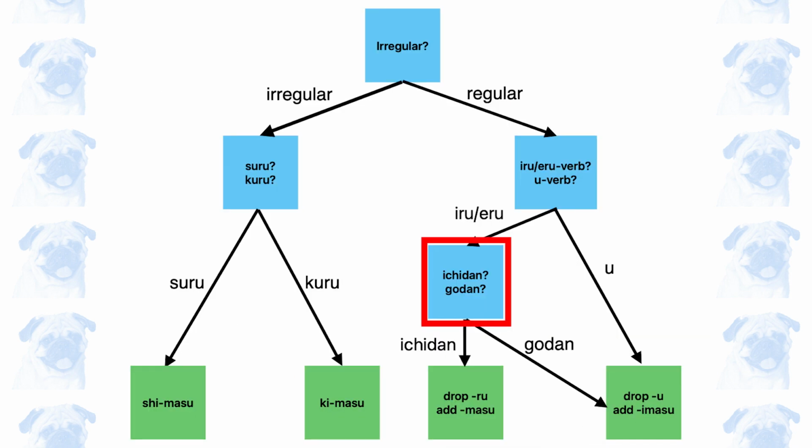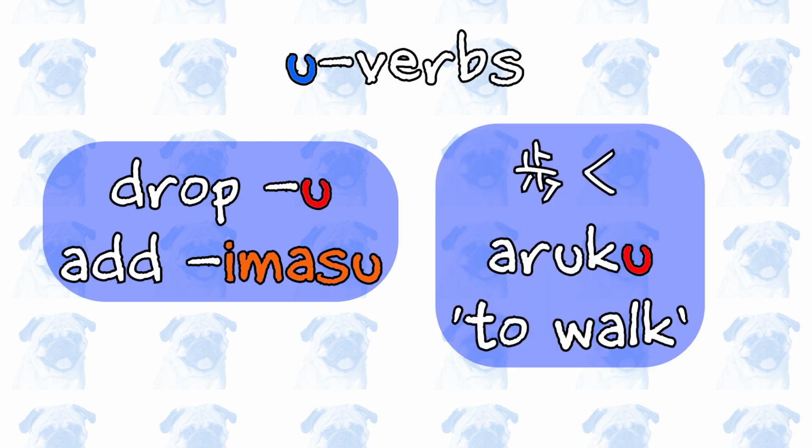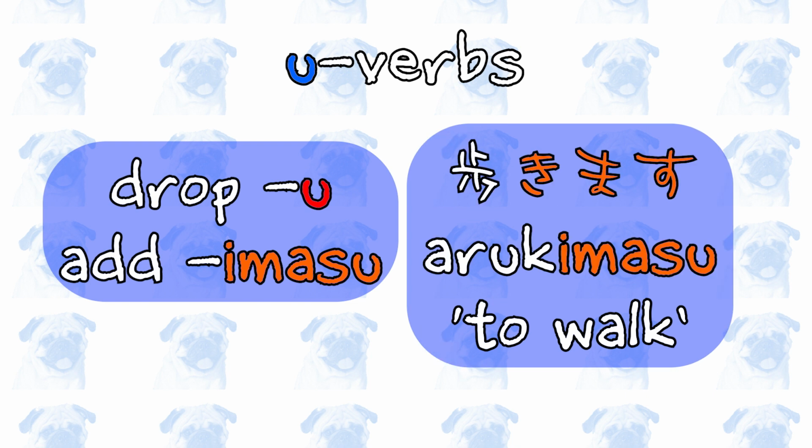If the verb is an iru-eru verb, then move on to step 3. Otherwise, you drop the u at the end and replace it with imasu. For instance, aruku is a u verb. Drop the u and replace it with imasu. So we have arukimasu, a polite way of saying to walk.